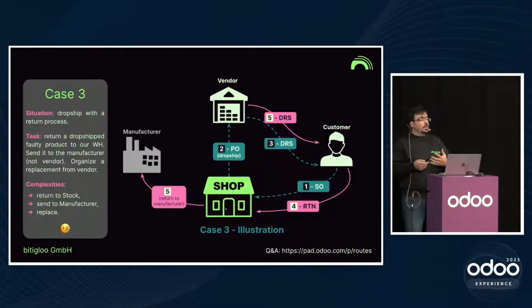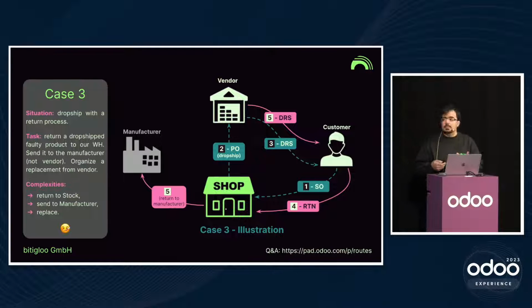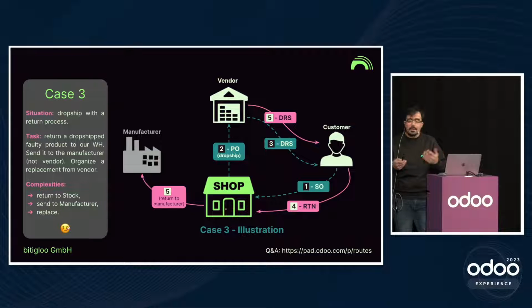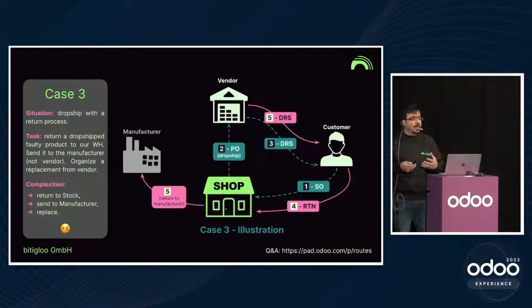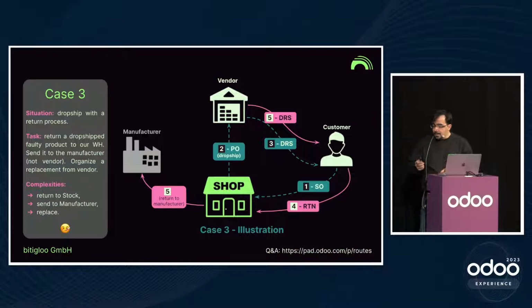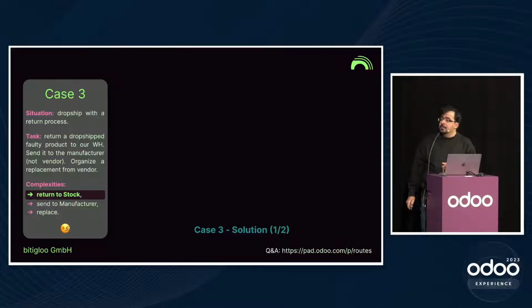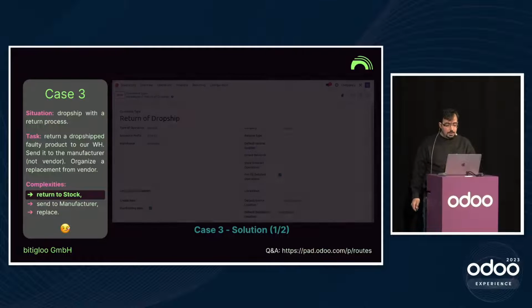And this was also another complex scenario that we had, and it was happening often, not just because of a faulty product, it was just a process that they had, and we had to find and configure an automated way or process to do it. So the complexities were returning to the stock, sending to the manufacturer, and also replacing it, yeah? And how we solved it? So the first solution, return to stock.